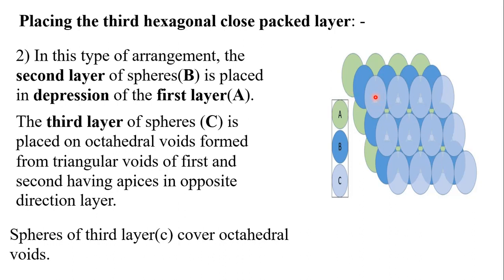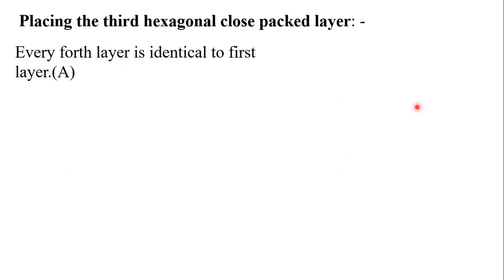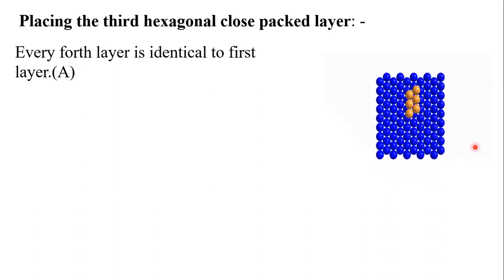So these triangular voids form what? These two triangular voids, that is the triangular void of the first layer and second layer, form an octahedral void, and these octahedral voids are covered by the third layer. And if you place again the fourth layer, then you have to place it in the depression of the third layer, the triangular void of the third layer. So such a type of arrangement is called an ABC type of arrangement, like this.